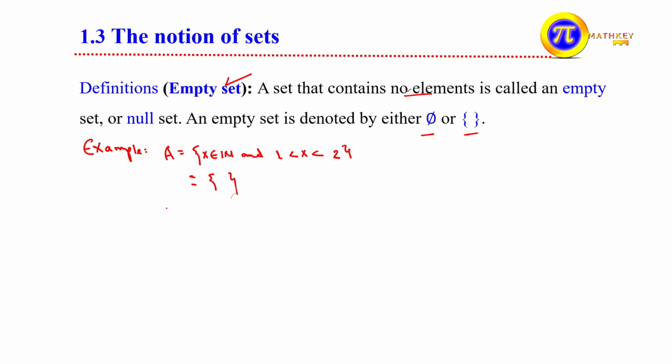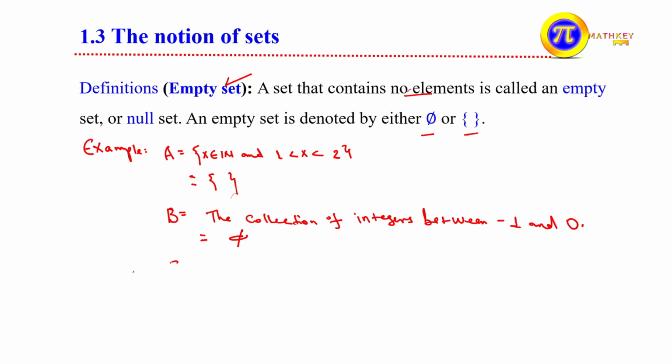The other example may be this: B is the collection of integers between -1 and 0. Again, the collection of integers between -1 and 0 is still an empty set. We can't find any integer which is between -1 and 0. So this is an example of an empty set.